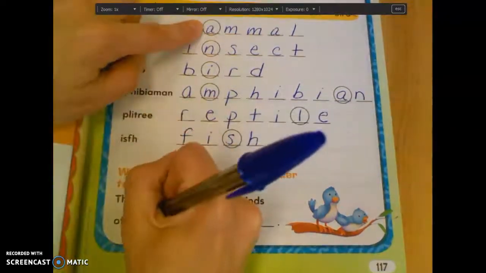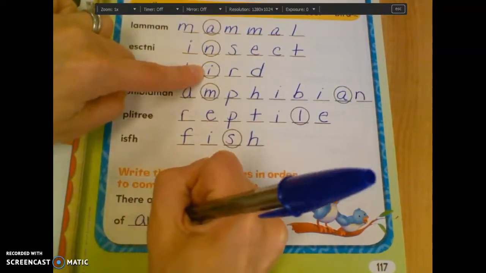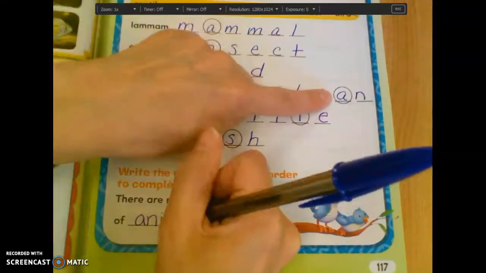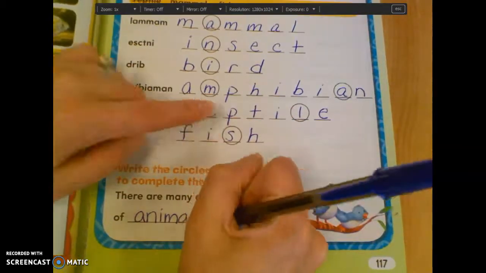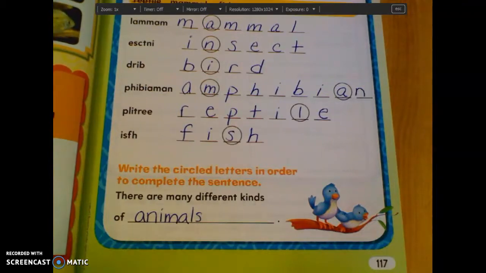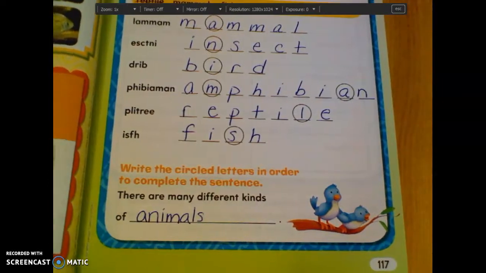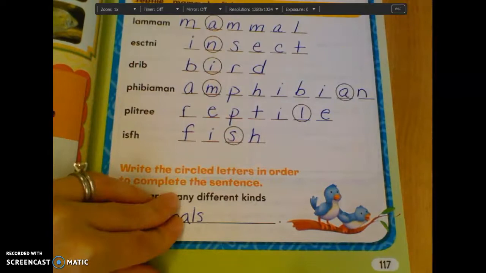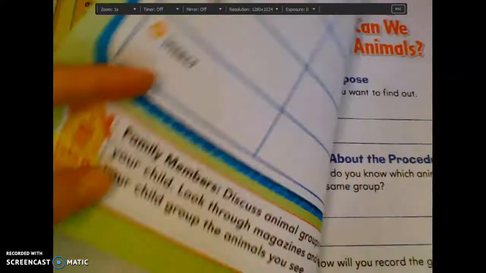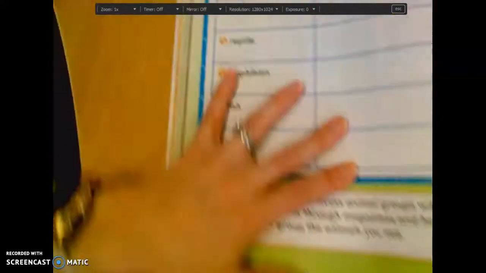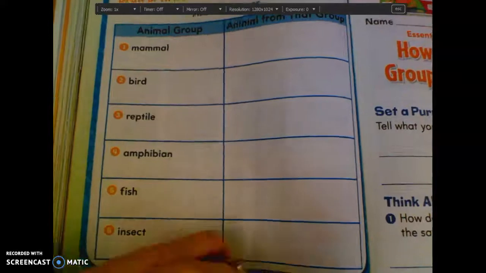So first we have an A, then an N, I, M. We have to go over to this letter, A, L, and S. So there are many different kinds of animals. Good. All right, so finish filling that in, please. If you're done, you can flip to the next page. All right, on the next page, if you're not done, it's okay, just flip to the next page because I want you to get this part finished with us. Because this one might take a little bit longer.